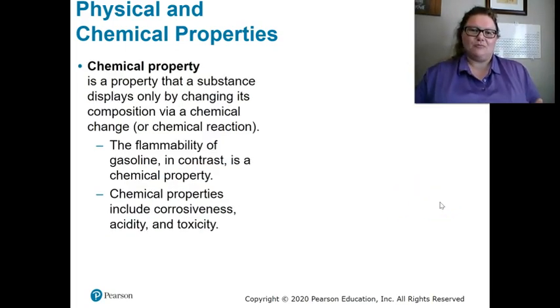A chemical property is the opposite of that, in that you can't use your senses to determine it. It's something to do with a chemical reaction, and that's a property of that substance. So we go back to our gasoline or our propane, and the fact that it is a flammable substance, not all things are flammable, that's a chemical property. It's flammable because it can undergo a burning reaction.